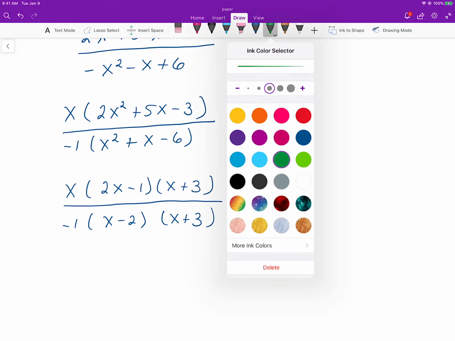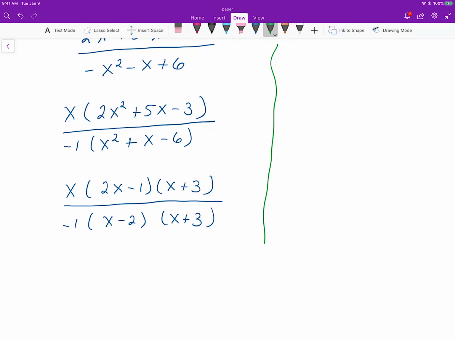Just as a little reminder, off to the side, 2x squared plus 5x minus 3. A way you can factor that is we can multiply the 2 times -3 and we get -6. And then I'm looking for factors of -6 that will sum to 5. And so I can think of it as a 6 and a -1. This is factor by grouping, or split the middle.